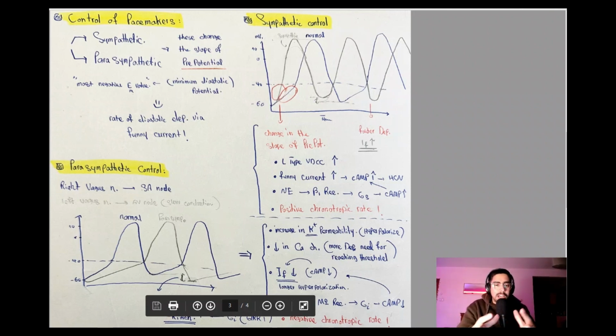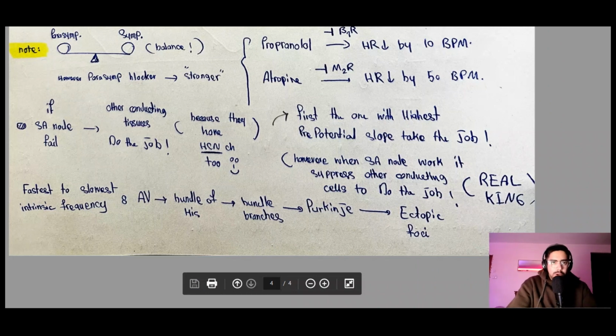So what's going to happen by the end of affecting parasympathetic control? We have a negative chronotropic rate. So these are the two most important things that you need to know. Now we already know how the sympathetic and parasympathetic work. You have to know that these nodes have a balance, and this balance is by the parasympathetic and sympathetic. However, you have to know that the effect of blocking the parasympathetic is much more than that of the sympathetic.